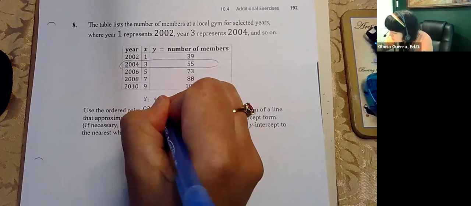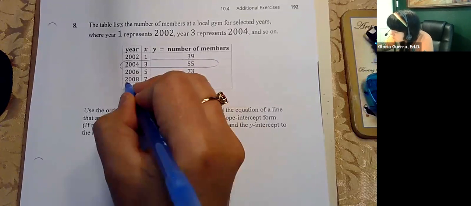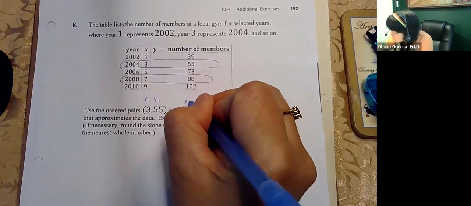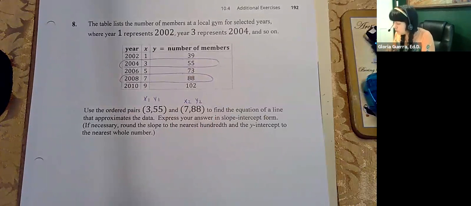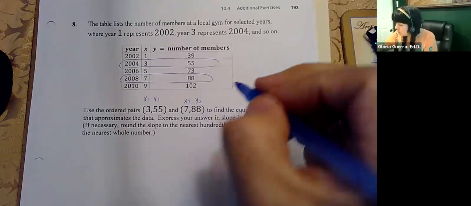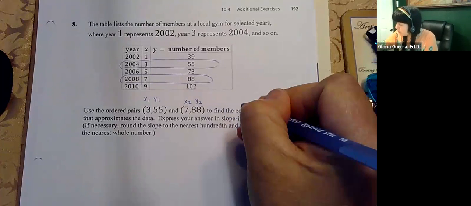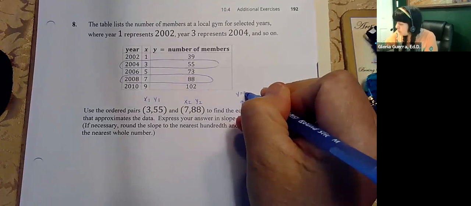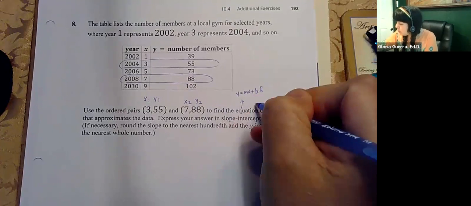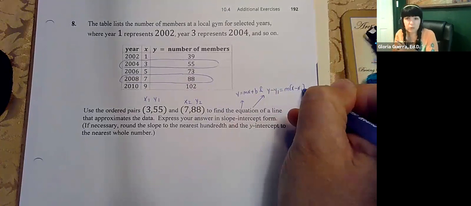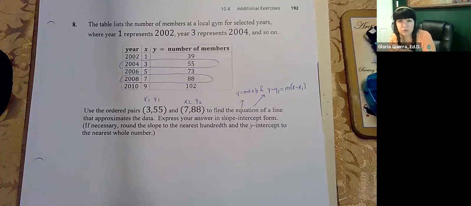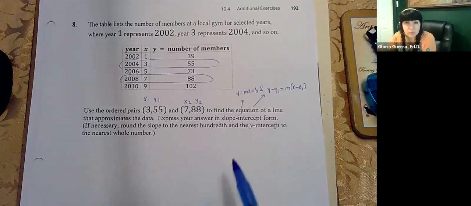And then (7, 88). We'll call this X2, Y2, to find the equation of the line that approximates the data. But it doesn't tell us which equation. There's y equals mx plus b, and there's y minus y1 equals m times x minus x1. So we're kind of hanging right now. How do you want me to write up the answer? They haven't told us yet. So keep reading. Okay, here we go.